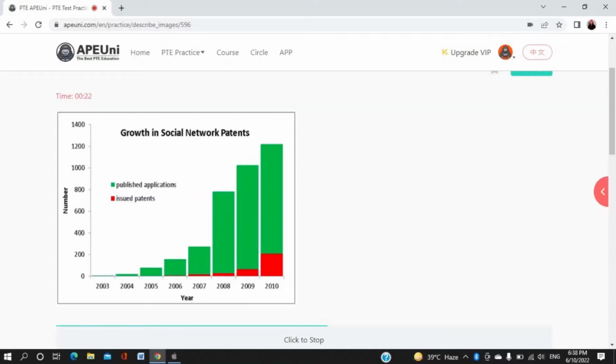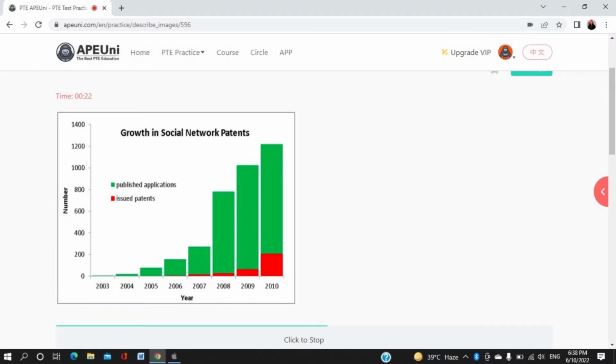Firstly, we will talk about the graphical image, the bar graph. Take a look at the topic and all of the elements in the image. Let's start using the template. The given bar graph gives us information about the growth in social network patents.